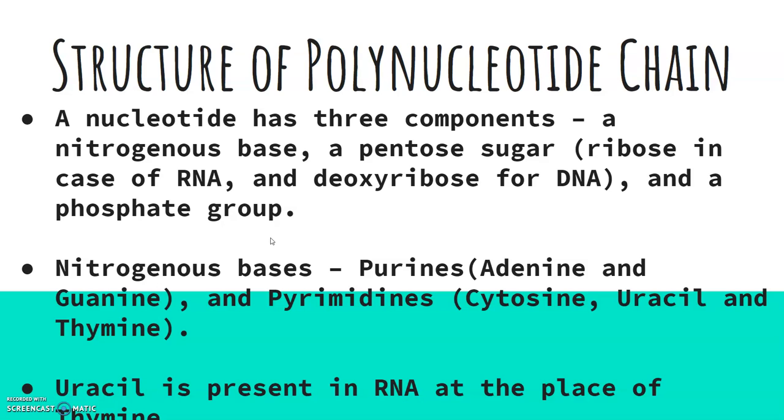So there are 2 types of nitrogenous bases. This is all you have done already in 11th class. These are purines and pyrimidines. Purines, or purines, whatever way you pronounce, have adenine and guanine. And pyrimidines have cytosine, uracil and thymine. Cytosine and thymine are present in the DNA. Uracil is present in the RNA in the place of thymine. So uracil is replacing thymine in the RNA. That you already know.